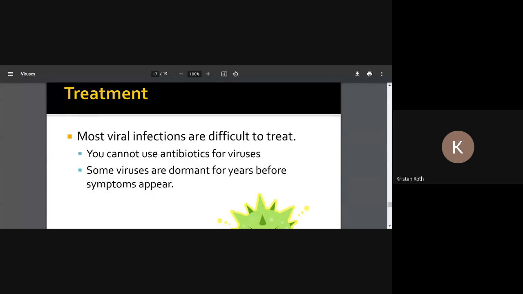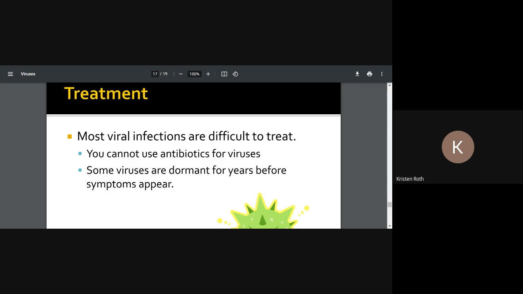Some viruses are dormant for years before symptoms appear, so you don't even realize that they're there. Some viruses remain dormant for years before disease symptoms appear. Certain viruses cause cancer because they add specific genes to the infected cell, which we just went over. Therefore they turn it into a cancer cell, right? They've injected their genes.